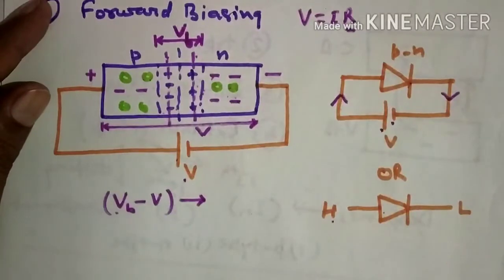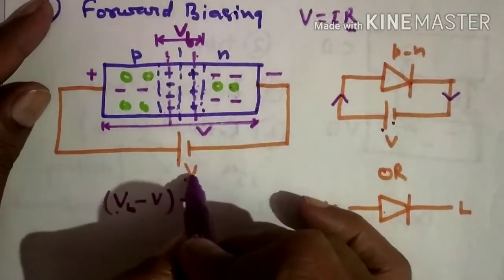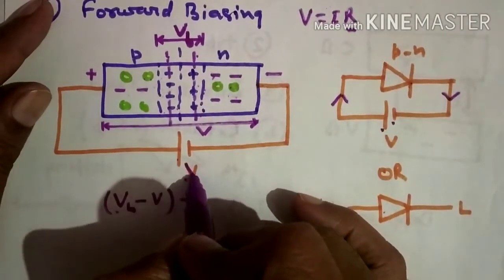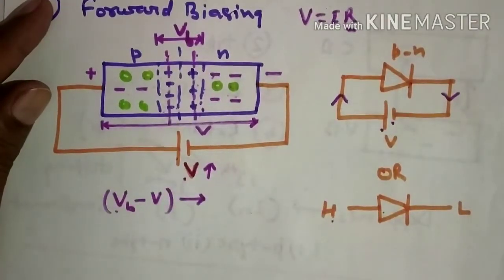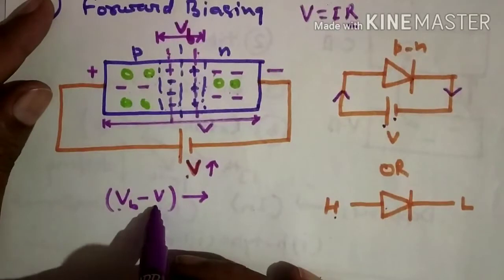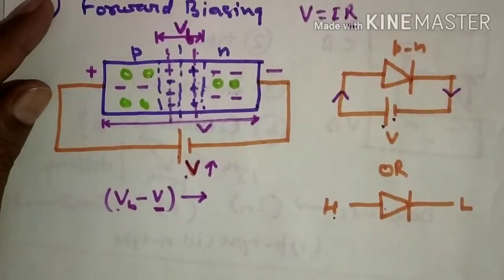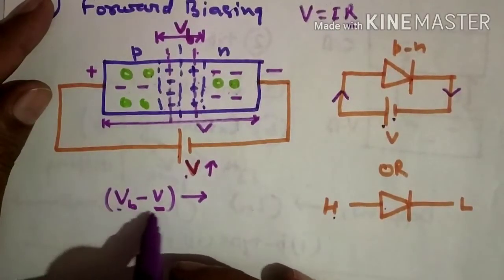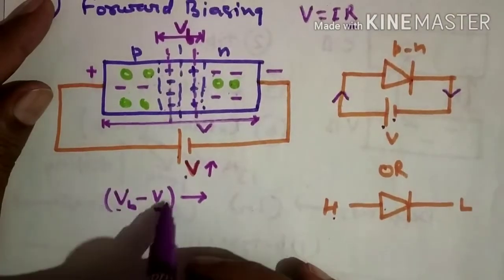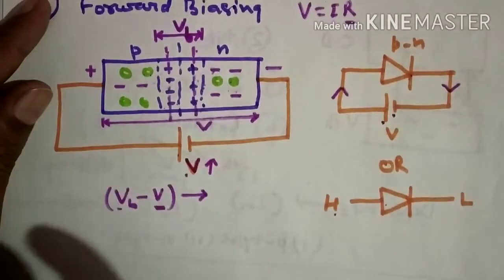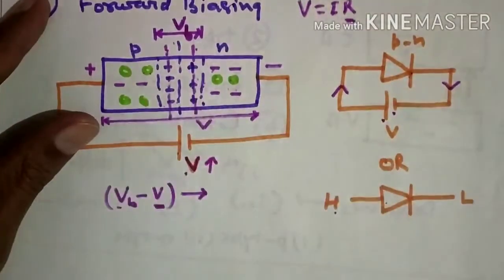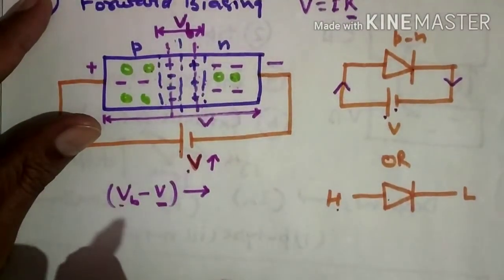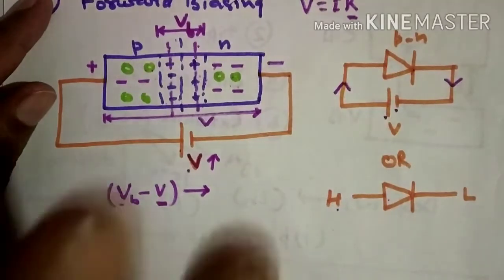but only few electrons are there, so the magnitude of the current will be very small. Now suppose that this value of the potential difference V increases. Then the effective potential barrier or barrier height will decrease by a large value, and so the width of the depletion layer will further decrease.